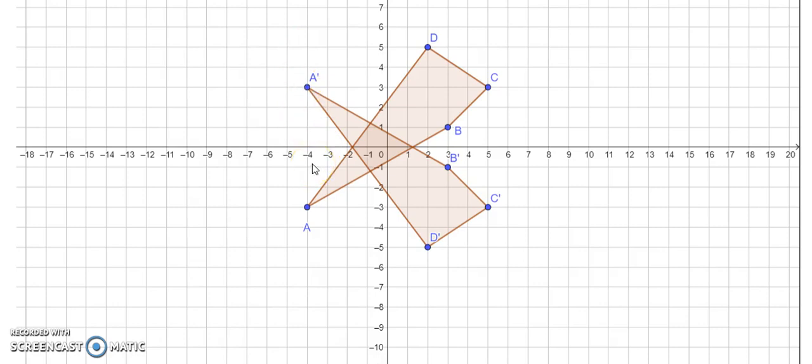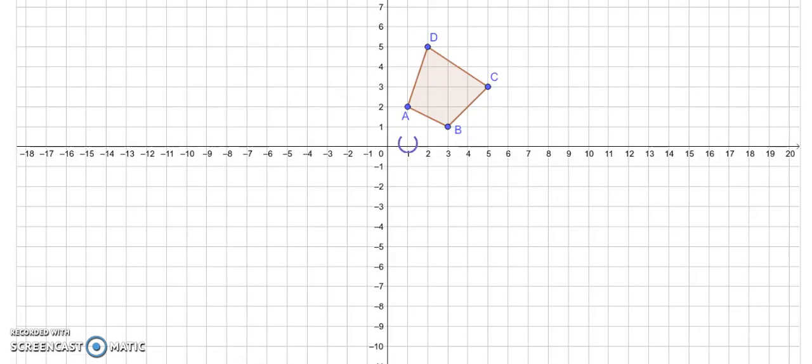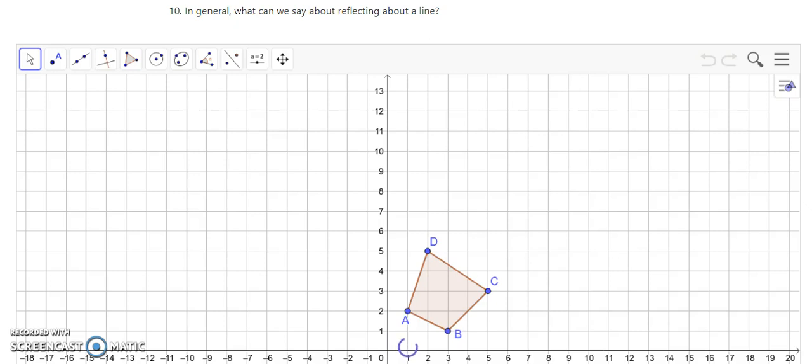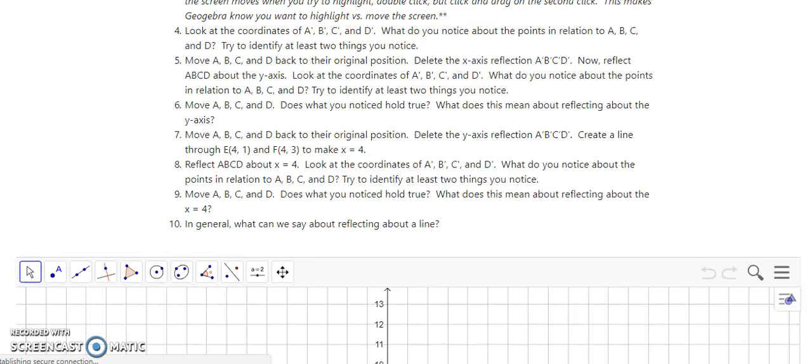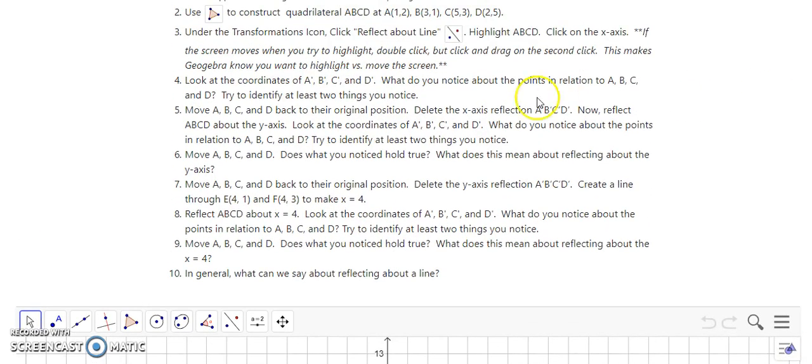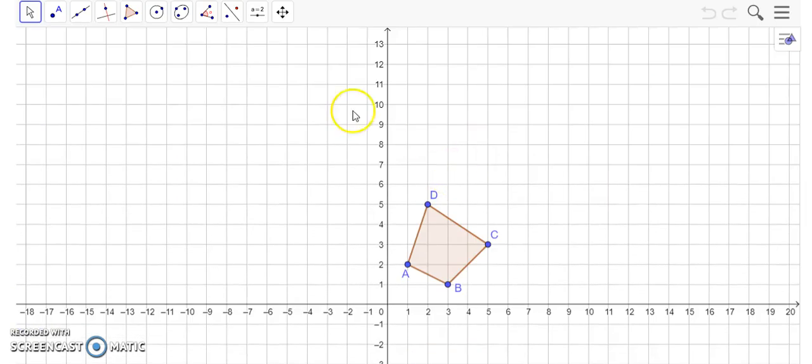So I can focus on the points that are visible that I'm trying to reflect and say, how do I create them in relationship to the specific line of reflection? Here, I'm going to refresh this now. Okay, so now I'm going to go to my next one, which wanted me to look at reflecting across the y-axis. So let's see how this changes.